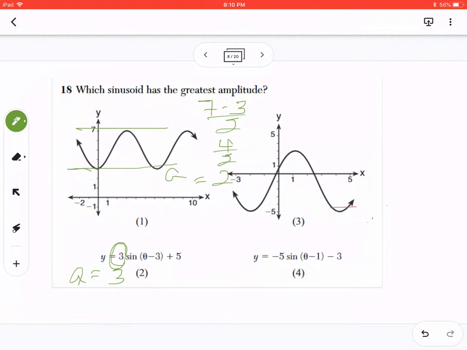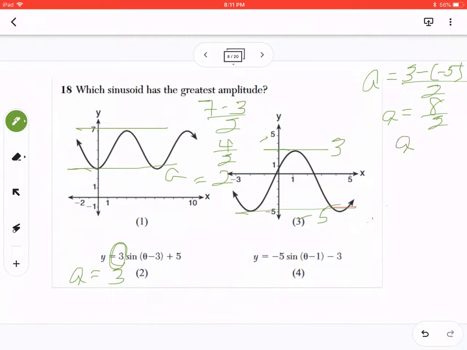In choice 3, the maximum value is 3. The minimum value is negative 5. We can find the amplitude by taking the max, which is 3, and subtracting off the min, which is negative 5, and dividing by 2. 3 minus a negative 5 is the same as 3 plus 5, which is 8. If we cut that in half, the amplitude would be 4.